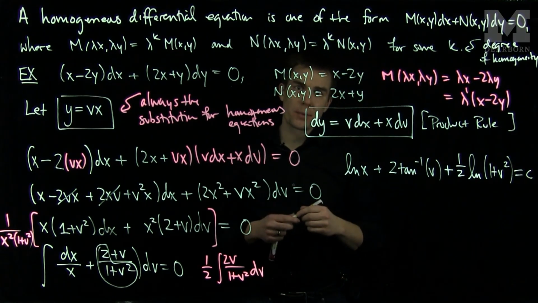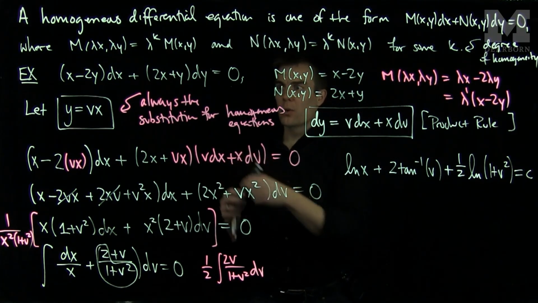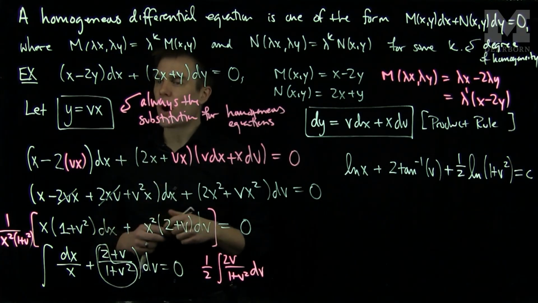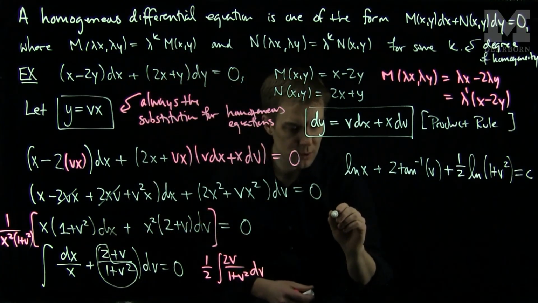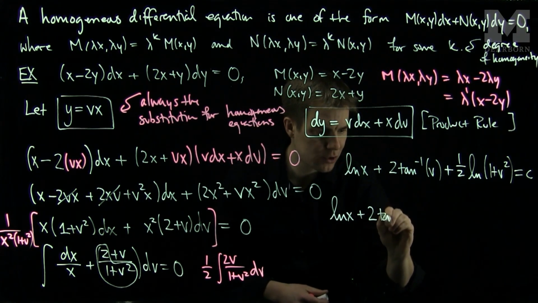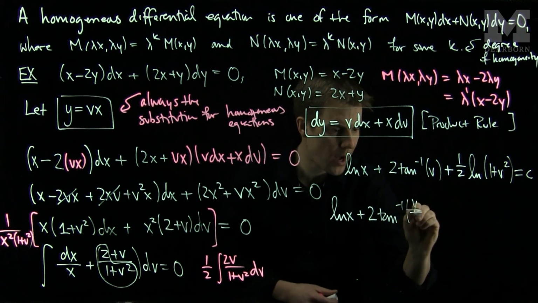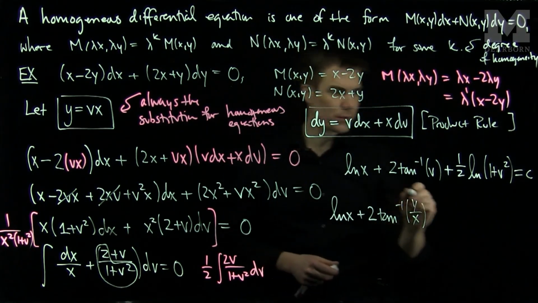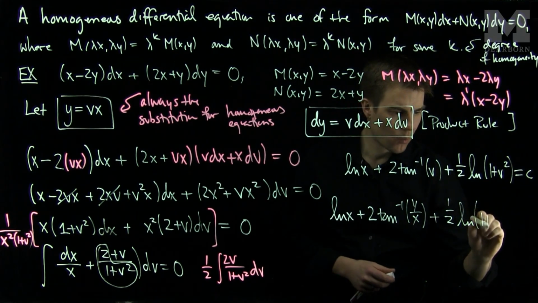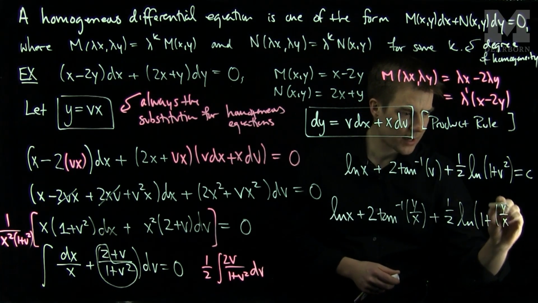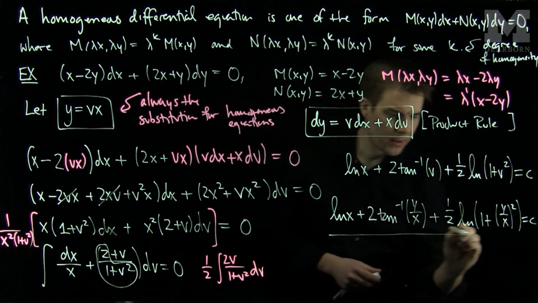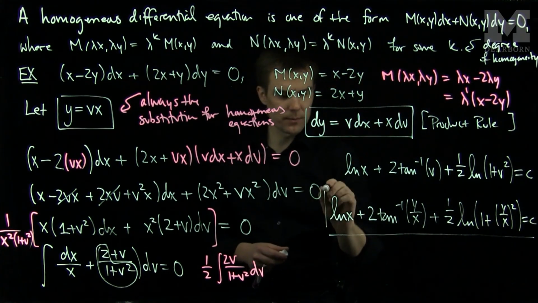And the final step in the procedure is to replace v with what v is equal to. So if y is equal to v times x, then y over x is equal to v. So the solution of our differential equation is the natural log of x plus 2 tangent inverse of y over x, that's what v is equal to, plus 1/2 natural log of (1 plus (y over x) squared) equals c. And there is the solution to the differential equation.